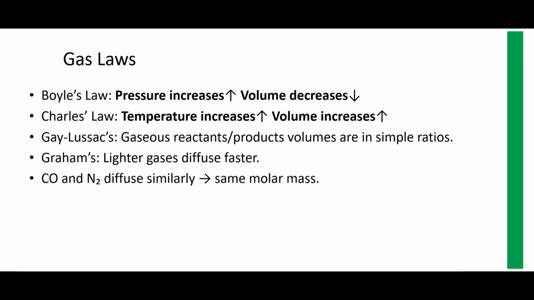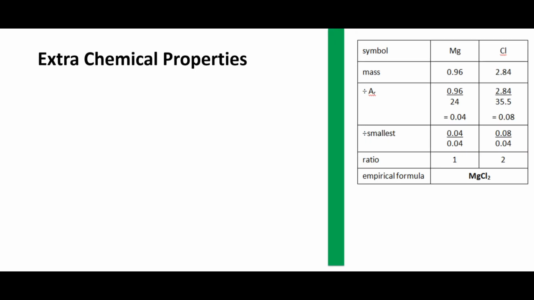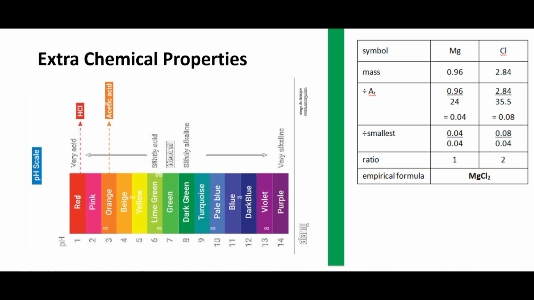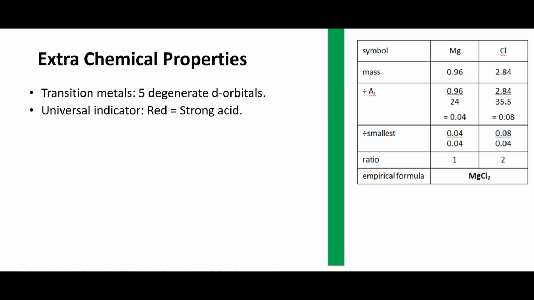The 5 d-orbitals in a transition metal atom all have the same energy, they are degenerate. That is because they are multiple orbitals of the same energy level. A red universal indicator means you're dealing with a strong acid. A universal indicator has many colors. Nitrogen 4 oxide, NO2, can form 2 types of acids, that's unique. Trioxonitrate 5 acid and dioxonitrate 3 acid.